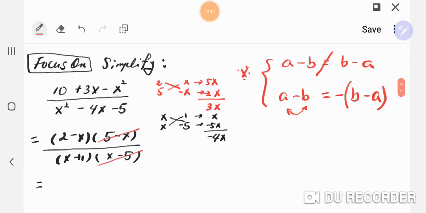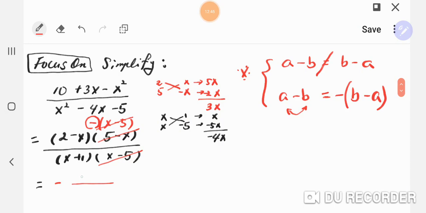Equal. So we can replace the numerator 5 minus x with x minus 5, right? Now we have to put the negative sign. So actually this is equal to, you can cancel out x minus 5, x minus 5. So the negative sign moves to the front. Then we have 2 minus x.